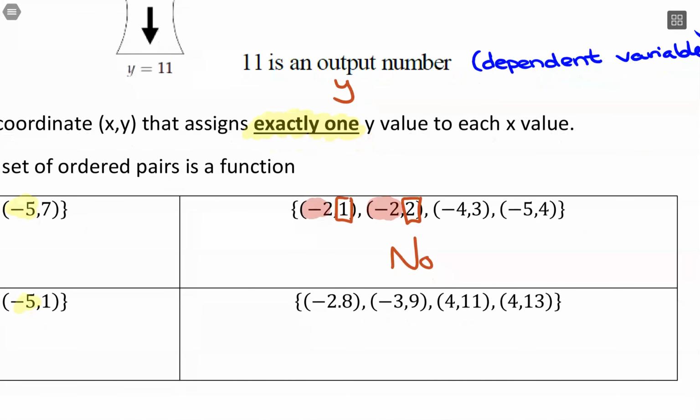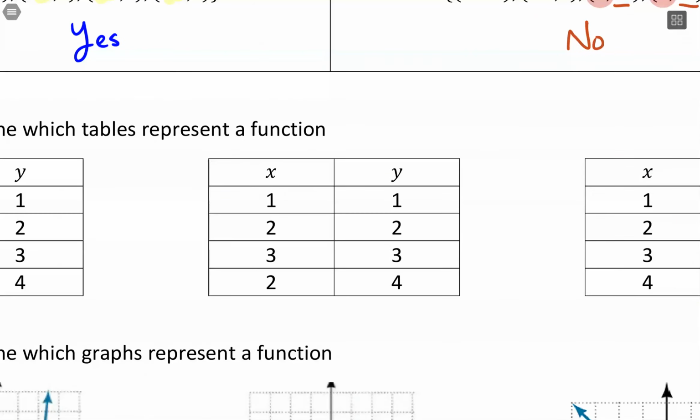All right, this last one here, looking through my x values, I can see I have x equals 4 come up twice, and we get different y values out. So that's going to be a no. So that's how we can determine whether or not we have a function from ordered pairs.